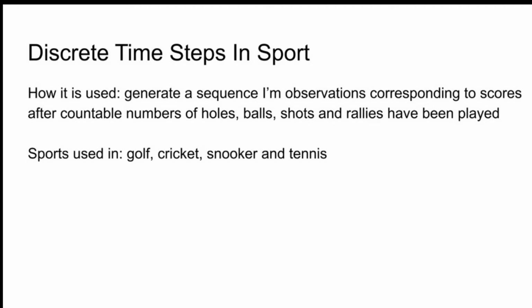And what these are, they're countable and very finite. For golf, for example, when you look at holes, there's 18 holes, and you get one score for each of those holes. That is a finite set, and you can count them. So, other examples of sports that use discrete random time steps are going to be cricket, snooker, and tennis.